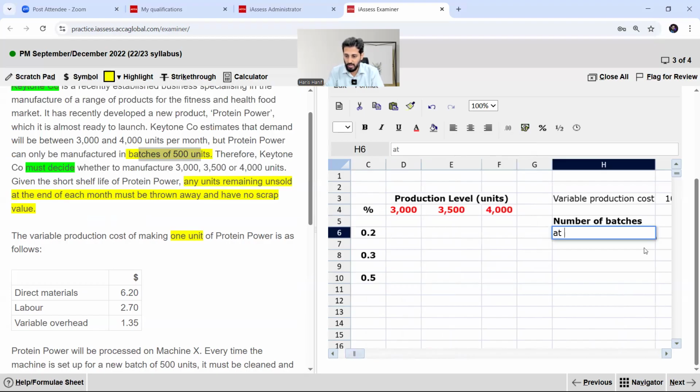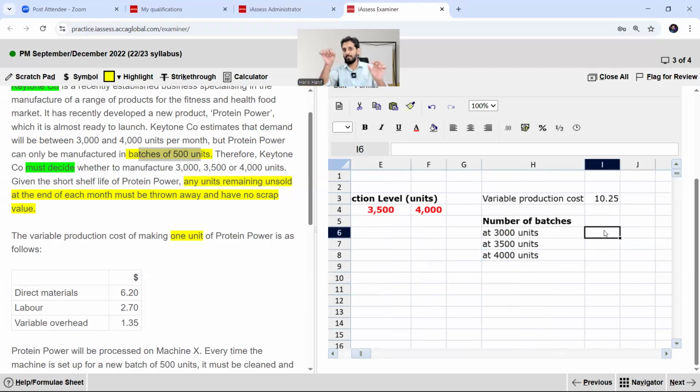At how many productions are there? 3000, 3500 and 4000 units. So number of batches: in one batch there are 500 units. So how many batches are there? How do you calculate this? 3000 divided by 500. That means 6 batches.